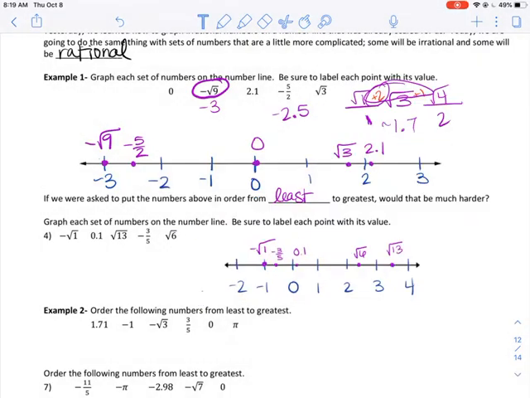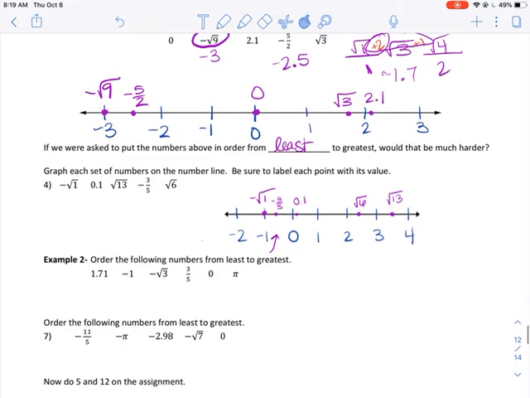I want it right there. Okay, so here's what I got. I put my number line between negative 2 and 4, and here are all my numbers. Take note that negative 3/5 is a little closer to negative 1 than it is to 0 because it is bigger than negative 1/2 or negative 0.5.